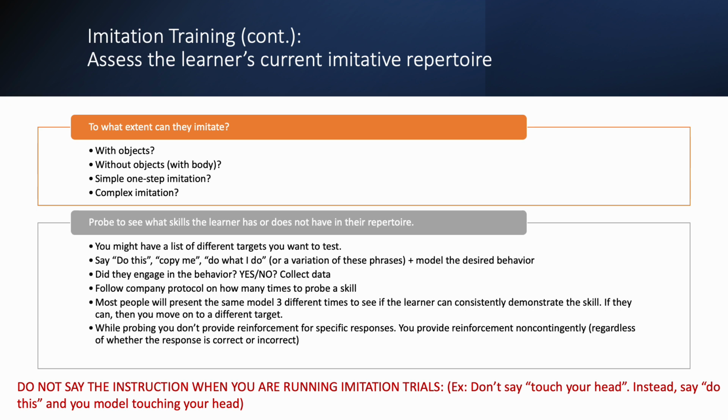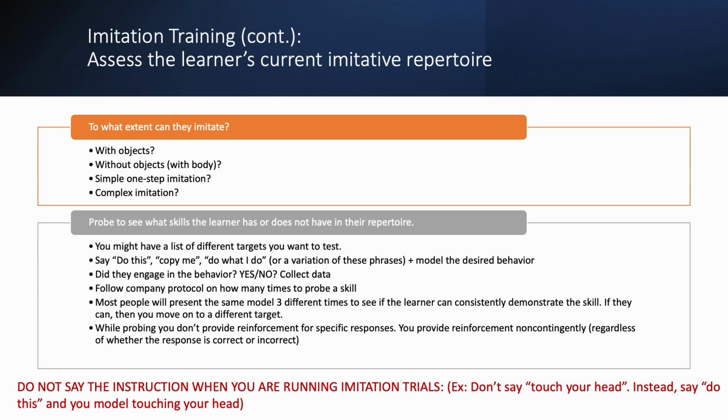And then in addition, you want to look at the complexity of their current imitative repertoire. So like I said, for some people that you are going to be working on imitation training with, it's not that they don't have an imitative repertoire. They might have an imitative repertoire, but it's very limited in scope. And so for those individuals that have very limited imitative repertoires, you might want to work on increasing the complexity of their imitative repertoire, okay? So for example, you want to check or assess, does this person engage in one-step imitation?